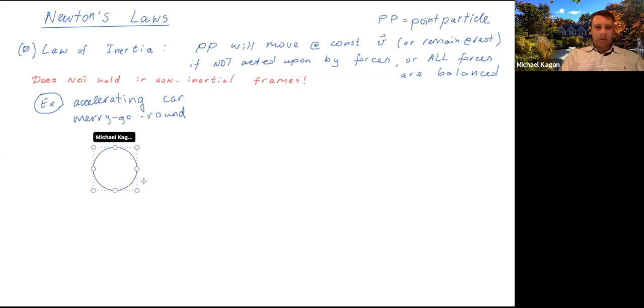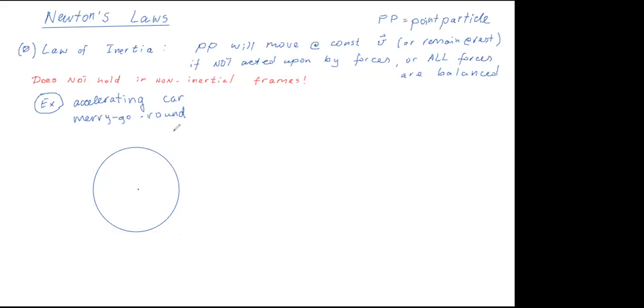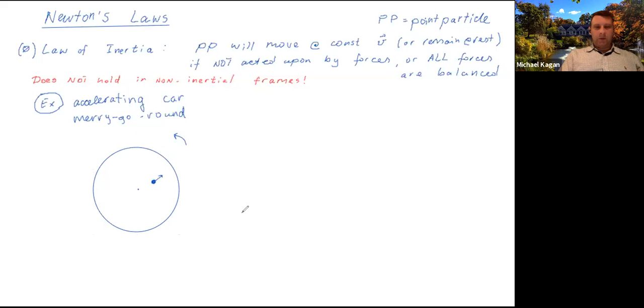So what happens on the merry-go-round? You slide towards the edge, or you feel a force that pushes you towards the edge, even though there is no physical force acting. So that's another example of force of inertia. In this particular case, this is centrifugal force.